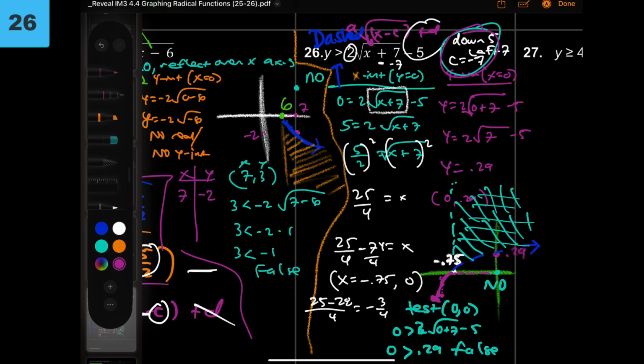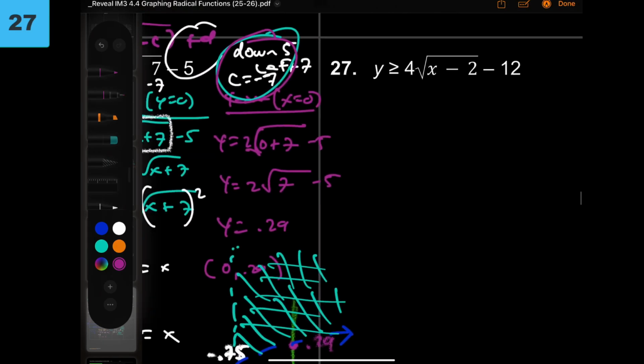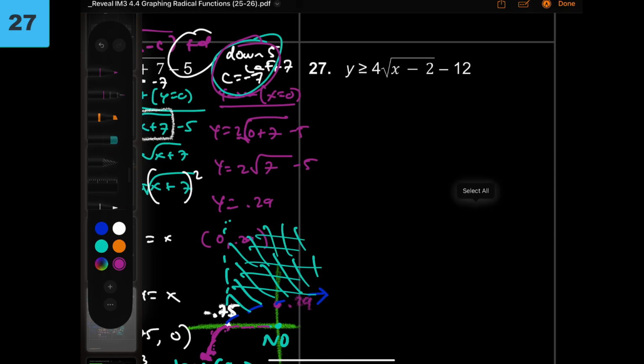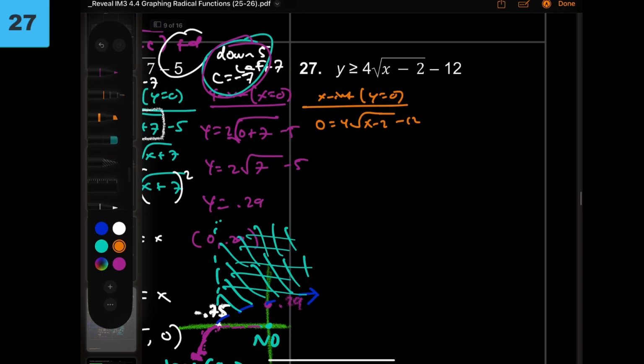Guess we're just way out here, but it goes at negative 0.75. Okay, last one, 27. X-intercept, orange. So 0 equals 4 times the square root of x minus 2, minus 12. And add 12. Again, I'm treating the square root like an x. Divide by 4. Square it. And get x equals 11.